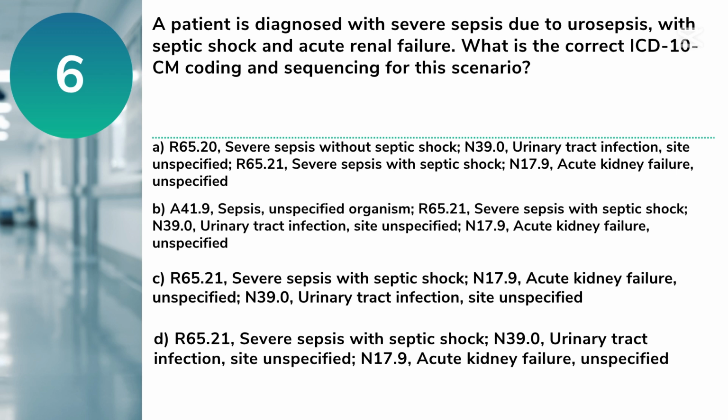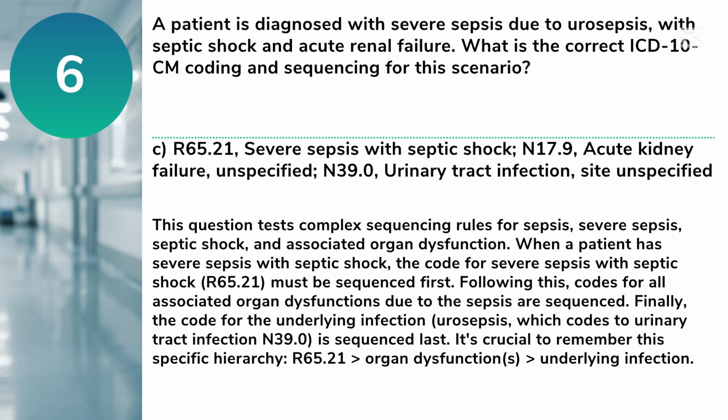R65.21, severe sepsis with septic shock, N17.9, acute kidney failure, unspecified, N39.0, urinary tract infection, site unspecified. D. R65.21, severe sepsis with septic shock, N39.0, urinary tract infection, site unspecified, N17.9, acute kidney failure, unspecified. Answer: C.